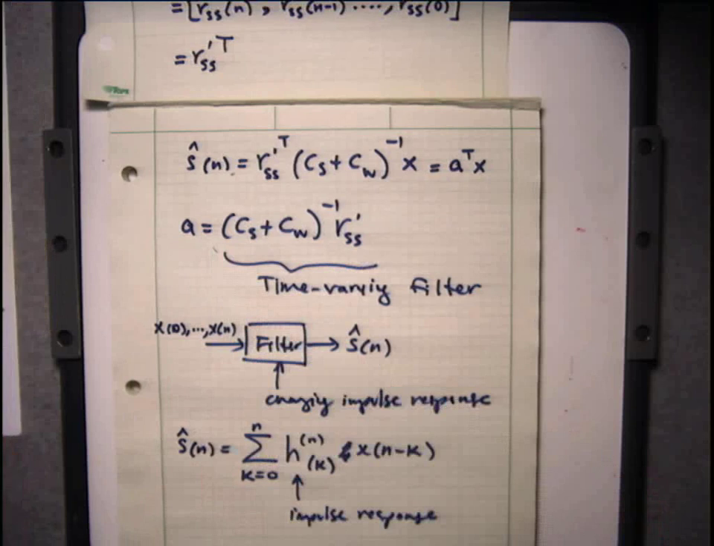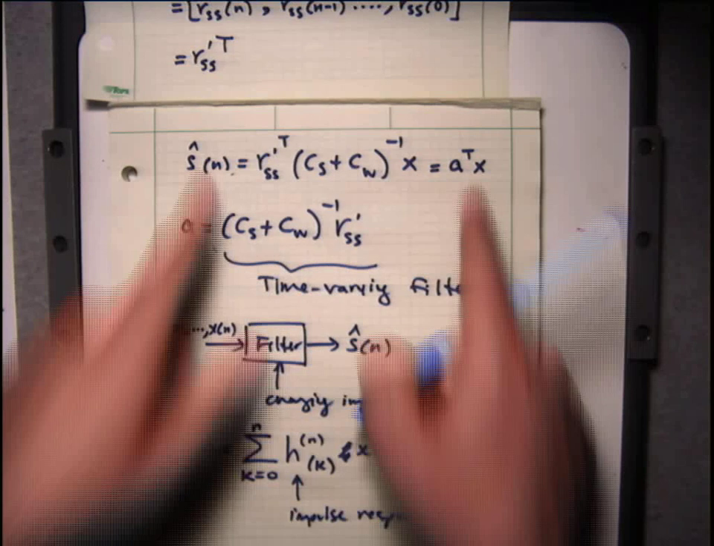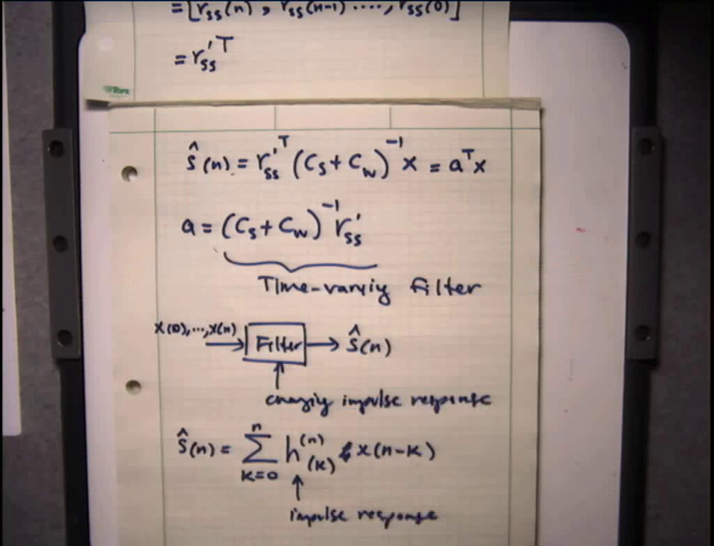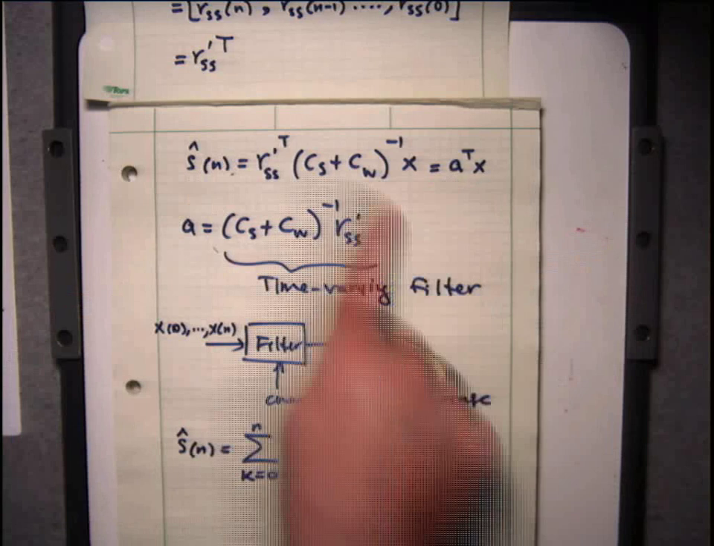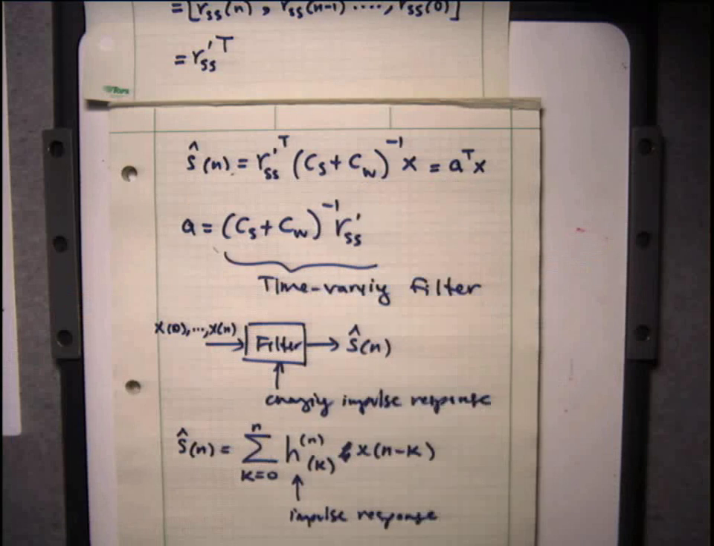Okay, so let me rewrite this equation in terms of this notation and try to show you what this impulse response in fact is. Suppose you wanted to implement this whole thing and produce an optimal estimate of S hat of n in an ongoing fashion, from one point in time to the next. How would you do that?